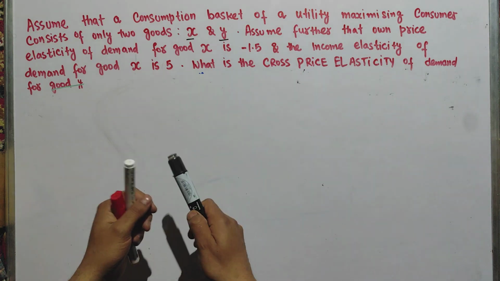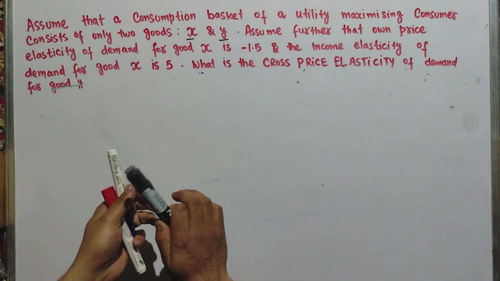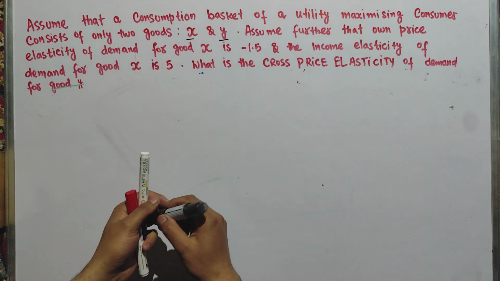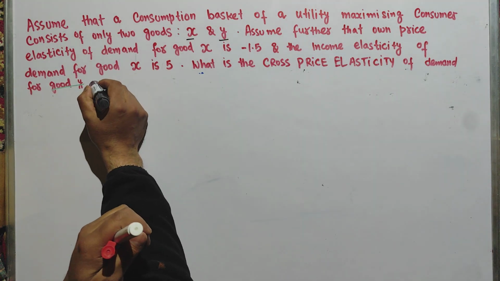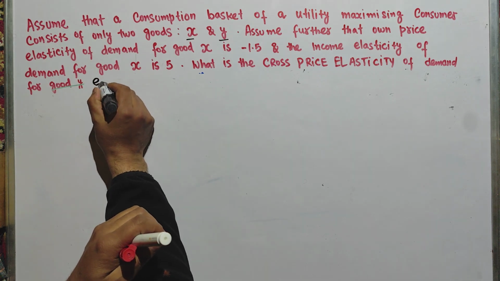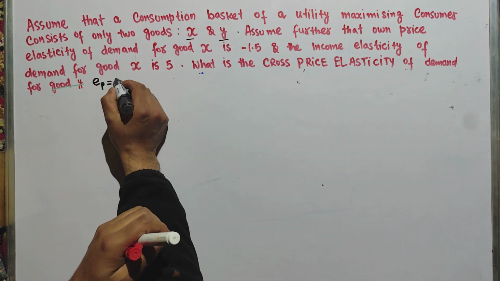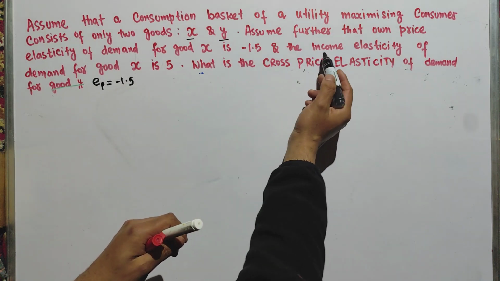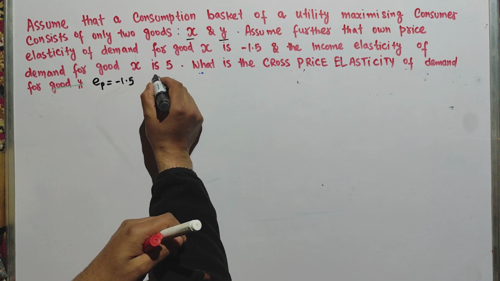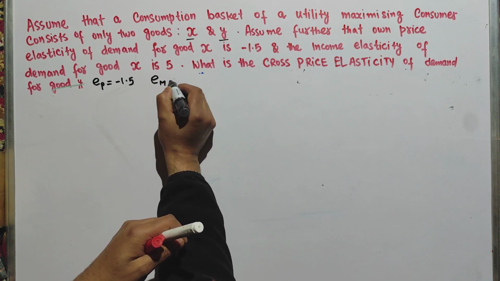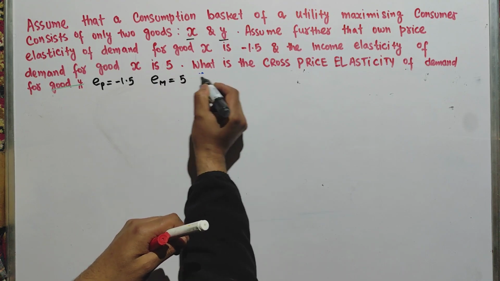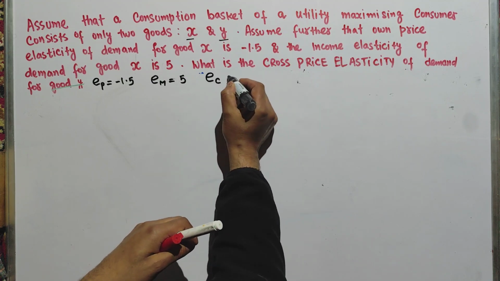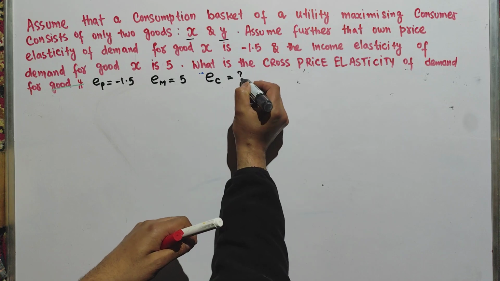We have to find out the cross price elasticity of demand for good Y. That means how will the quantity demanded of good X change due to the change in the price of good Y. Okay, so let us see what we are being given. We are being given the own price elasticity of demand. Let's denote it by E subscript P. It is being given as minus 1.5. Also income elasticity of demand is being given. Let's denote it by E subscript M. It is being given as 5. We have to find out the cross price elasticity of demand. Let's denote it by E subscript C. We have to find out this very thing.